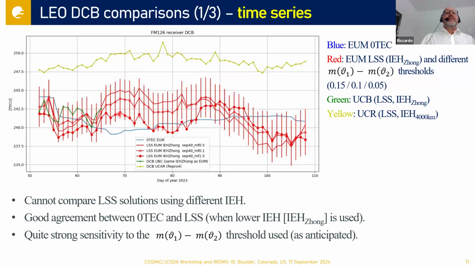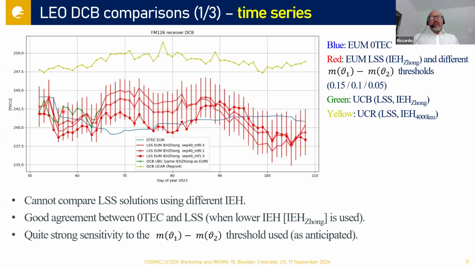Here, to complete this, is the time series of daily DCB receivers for satellite 126. In red is the least square solution that we have obtained with an ionospheric effective height of 1,300 kilometers, with a mapping function difference greater than 0.1. If we select other pairs with mapping function differences which are a little bit bigger, you can see the other solutions reported here. Everything is going to be crazy.